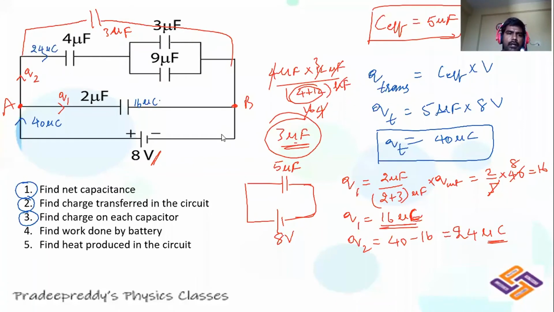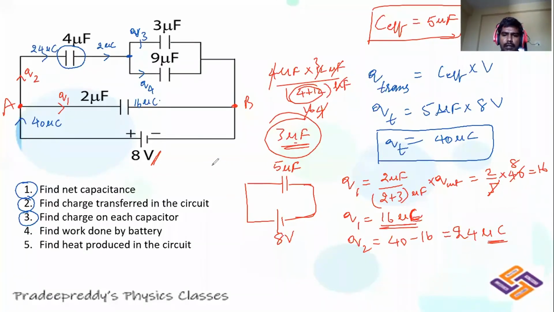Now coming to this 24 microcoulomb, check it up. What has happened? This 24 microcoulomb directly enters this 4 microfarad capacitor. So the charge accommodated on the 4 microfarad is 24 microcoulomb. You do not have any problem with that. When that 24 microcoulomb comes here, it gets divided into two portions. I will consider them as Q3 and Q4. Individual Q3 and Q4 you can calculate, right?